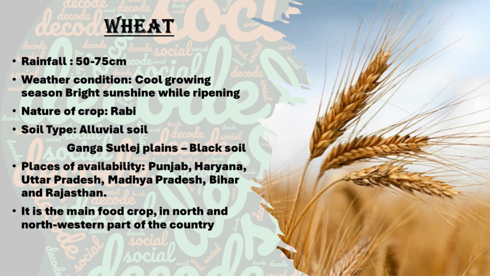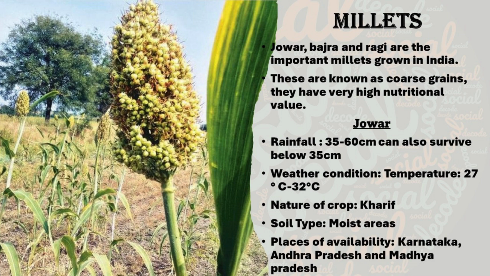Then the next crop is millets. Under millets, we have three important millets that we cultivate in India: jowar, bajra, and ragi. These millets are also known as coarse grains, or we can say millets are called nutri-cereals. Why are they called nutri-cereals? Because they are rich in nutrients and can survive in dry conditions.